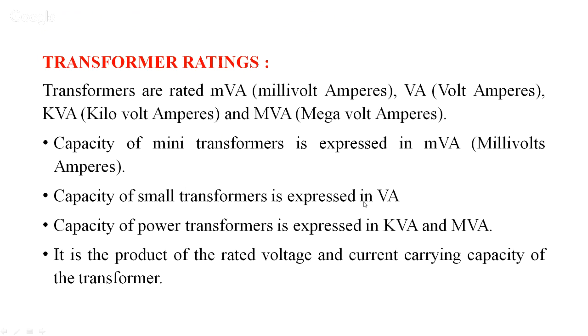Small transformers are expressed in volt amperes. The capacity of power transformers is expressed in kilovolt amperes or megavolt amperes. It is the product of the rated voltage and current carrying capacity of the transformer.